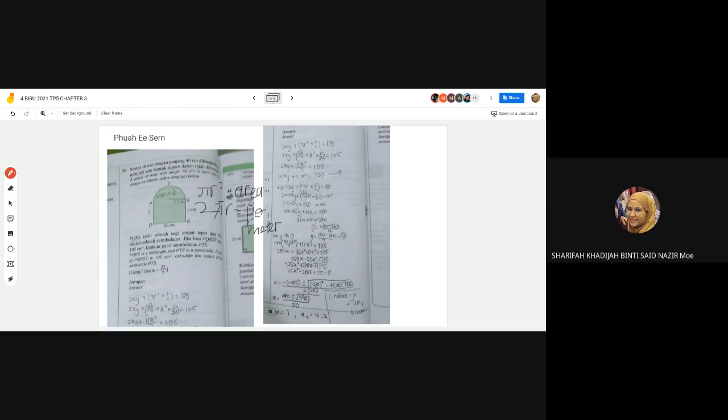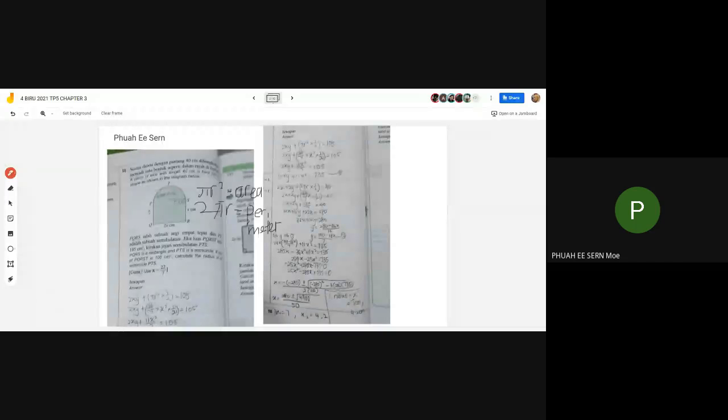Okay, next, I just make the pi into 22 over 7, and I write it out: 22 over 7 times x squared times 1 over 2. I cut the 22 and 2, so 11 and 1. So here becomes 11x squared over 7. So I just times 7 with 2 and 105, and it becomes 14xy and 735.